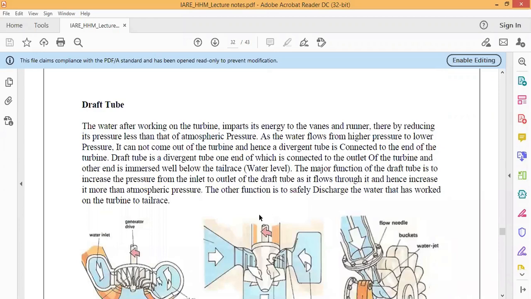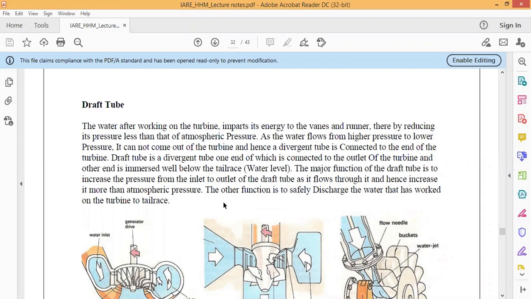In the draft tube, we see the water, after working on the turbine, imparts its energy to the vanes and runner, thereby reducing its pressure to less than that of atmospheric pressure. As water flows from higher pressure to lower pressure, it cannot come out of the turbine, and hence a divergent tube is connected to the end of the turbine.